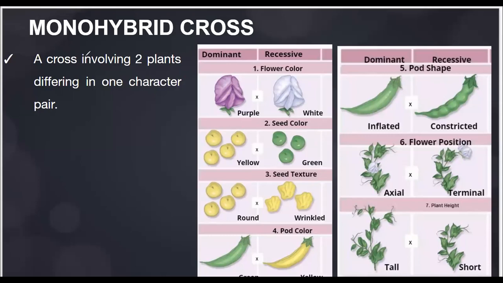Mono stands for single trait. Hybridization, now we know, is when we cross 2 different parents, two different plants with 2 contrasting traits, and we try to see what characters will be inherited by the offspring. So monohybrid stands for a cross involving 2 plants differing in one character pair. For example, the flower color: one parent has purple flowers, one parent has white flowers.